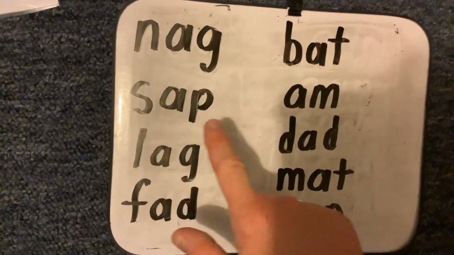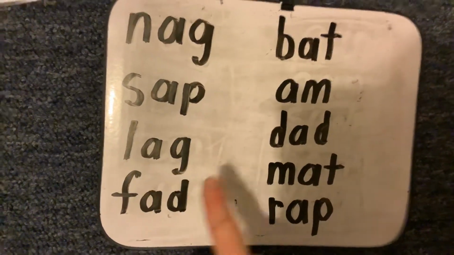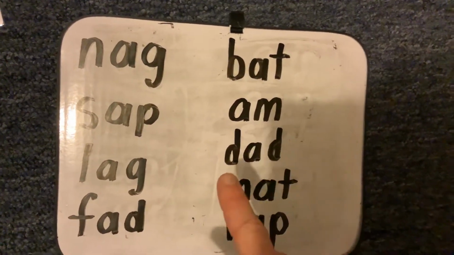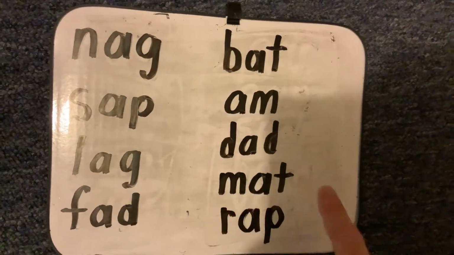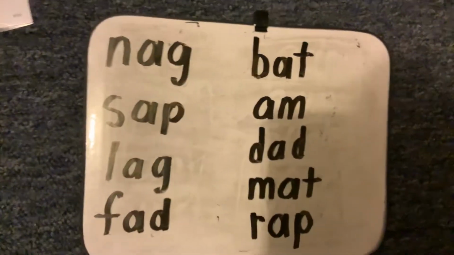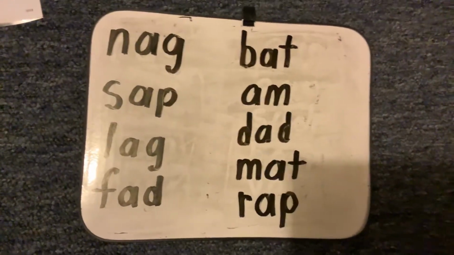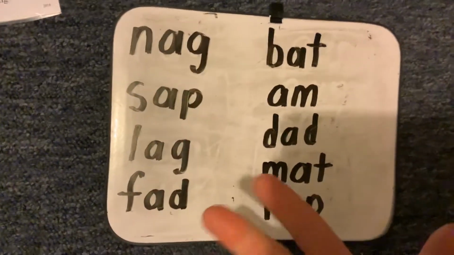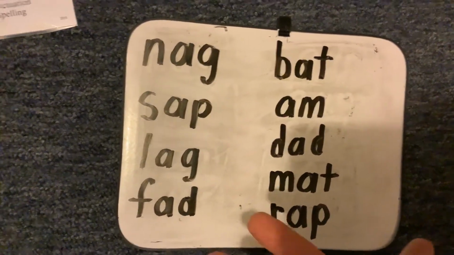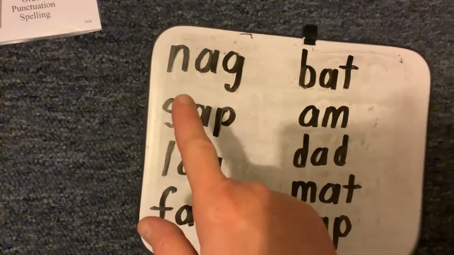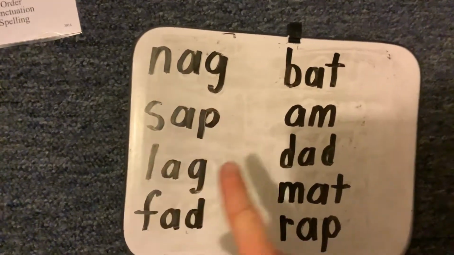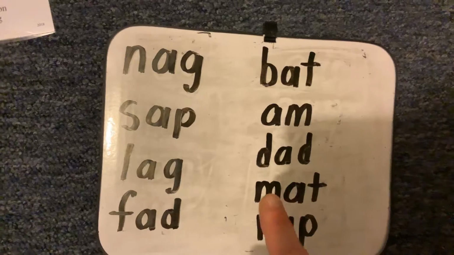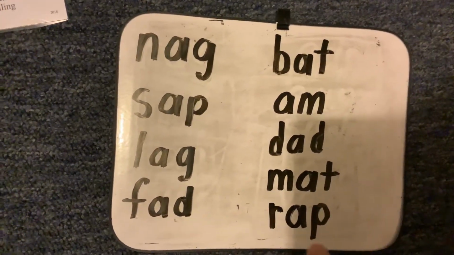Nag, sap, lag, fad, bat, am, dad, mat, rap. Are you reading these with me? Maybe this time when we read them, you can read them at the same time as me. Let's try it again. And we're going to sound like we're talking because when we read, we sound very smooth. Here we go. Nag, sap, lag, fad, bat, am, dad, mat, rap.